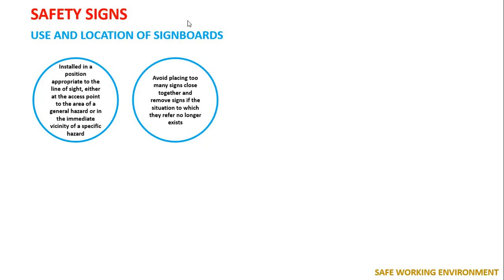So the next is to avoid placing too many signs close together, and remove the signs if the situation to which they refer no longer exists. So too many signages nearby can create confusion, and also the obsolete signages should be removed, or the signages which are no longer required should be removed.